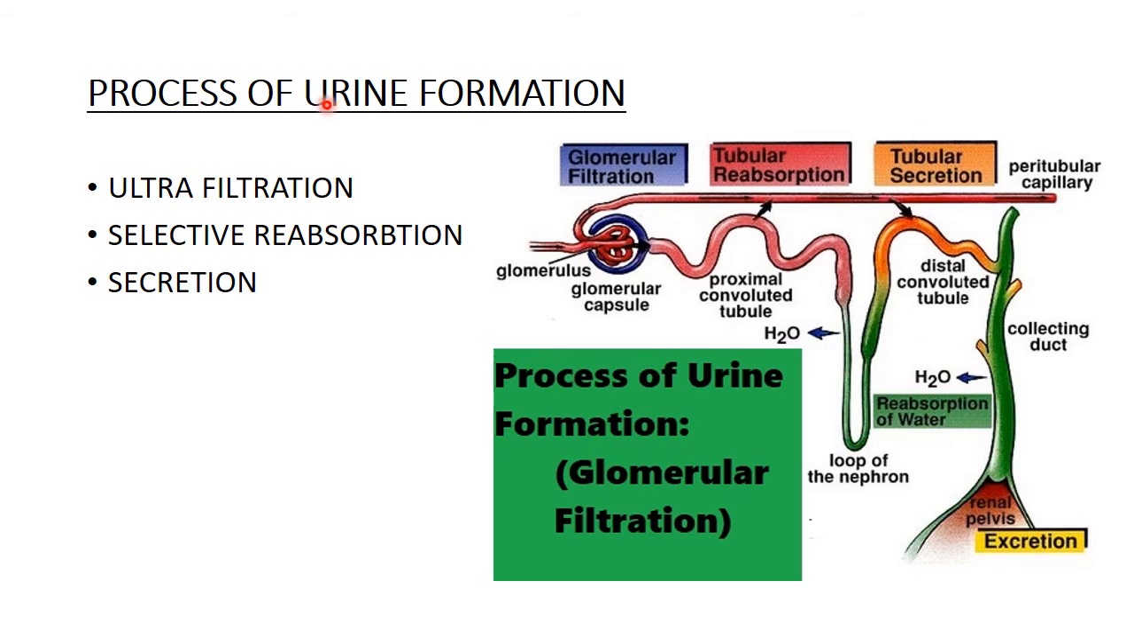Okay, now let's go to the process of urine formation. In urine formation, there are three main steps. First one, ultrafiltration, then selective reabsorption, and secretion. So you can look at the picture.